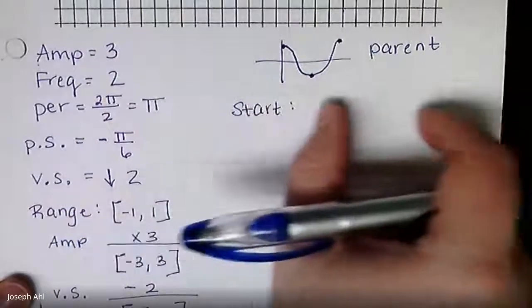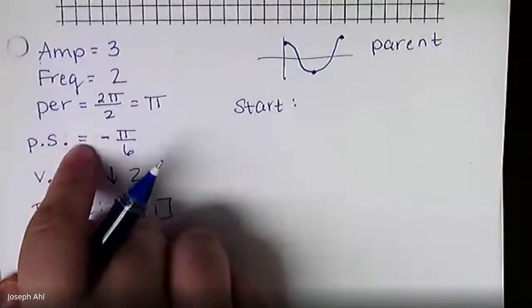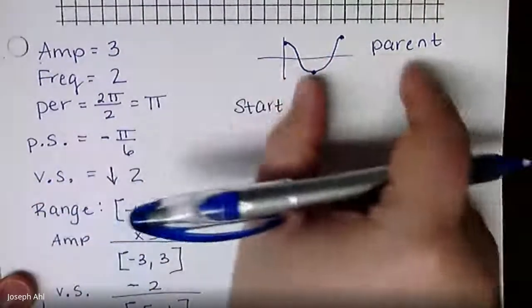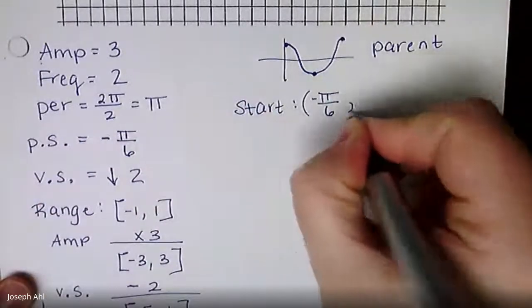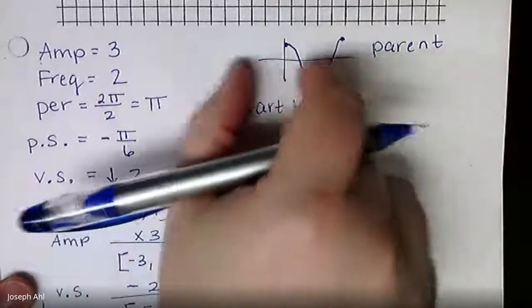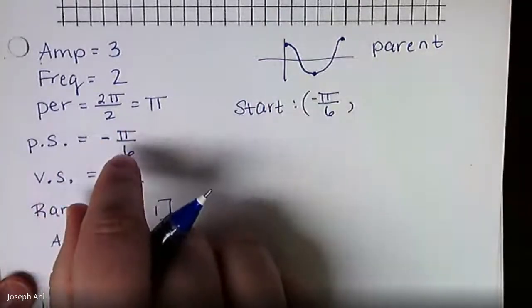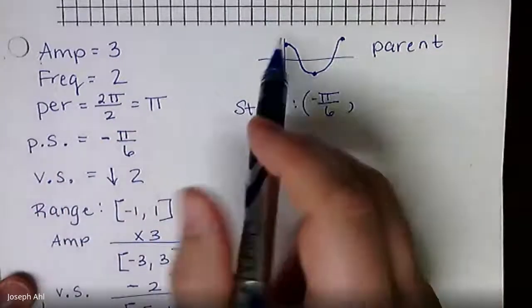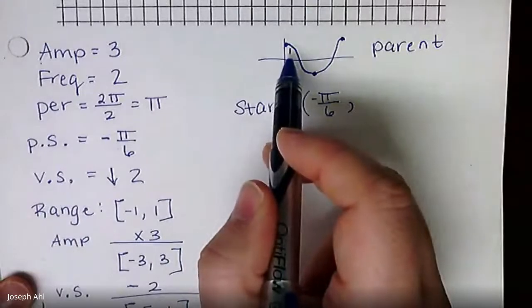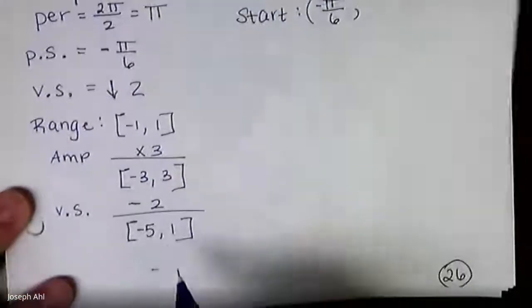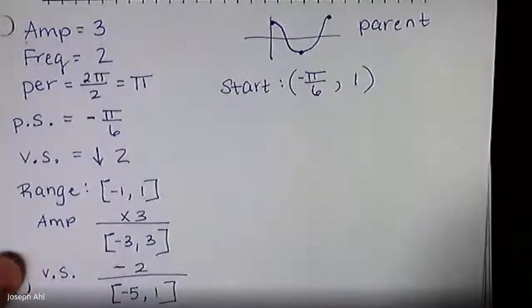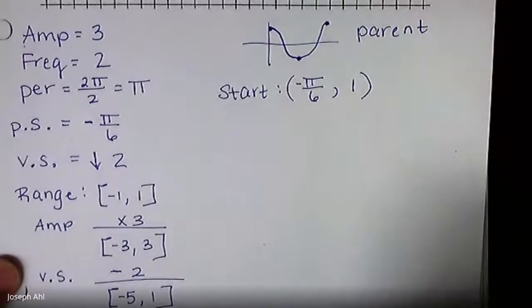Well, here's what's happening with the start. The start is going to be according to the phase shift, because we're taking that graph, we're shifting it to the left or to the right. Since we're going to the left pi over 6, the x value of where I start is going to be -pi over 6. Now, what's the y value of the start going to be? Look at where this starts. It's at the highest point in the range. What's the highest point in our range? Highest point is at 1. So the start point is at -pi over 6.